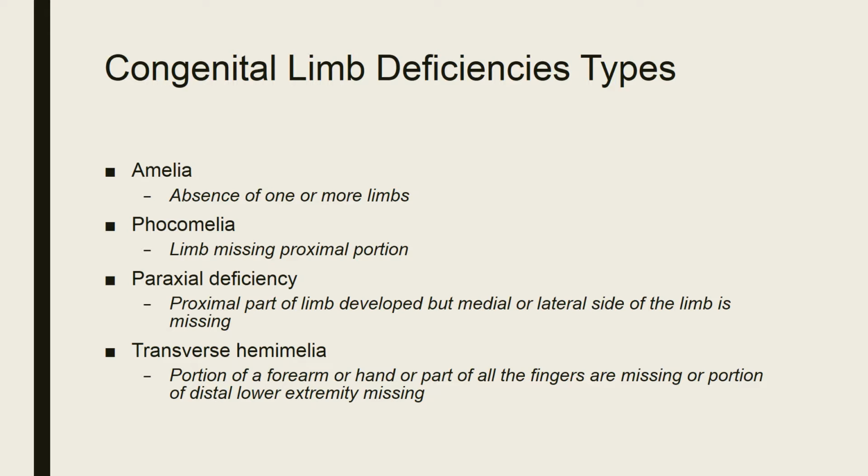Paraxial deficiency means that the proximal part of the limb is developed, but maybe the medial or lateral side of the limb is missing. So here, they may have the humerus part, right? But the radius or the ulna of their forearm may be missing. Transverse hemimelia is when a portion of the forearm or hand or parts of the fingers or all of the fingers are missing, because those fingers are that distal extremity. So some part of that distal extremity is missing.